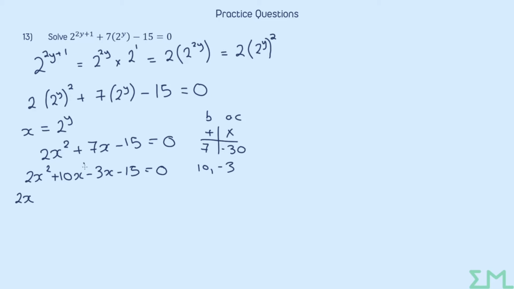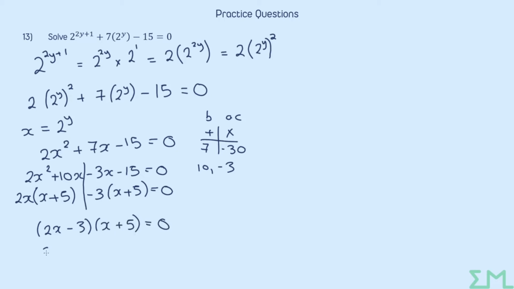So we're cutting it in half here. So we take 2x out, x plus 5. We're expecting to get x plus 5 over here if we've done everything correctly so far. And yes, we can take a negative 3 out and that all works. So we've got 2x minus 3 and x plus 5 equals 0. One solution, 3 over 2, and another solution of negative 5.